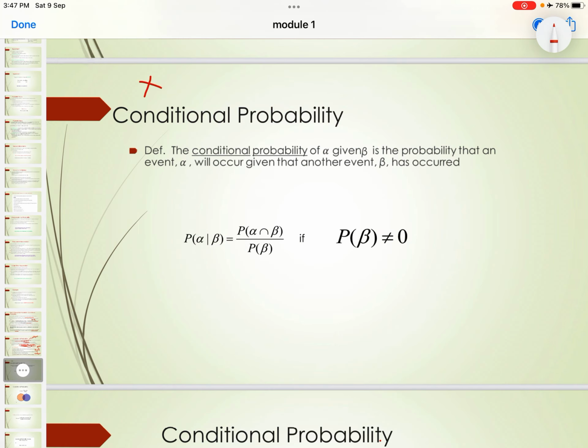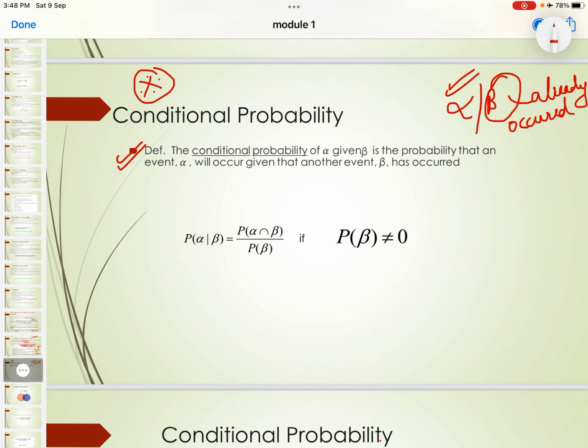So this is a very important slide, that is the definition of conditional probability. The conditional probability of alpha given beta is the probability that the event alpha will occur given that another event beta has occurred. So the probability of alpha given beta is the probability of an event alpha occurring given that beta has already occurred.